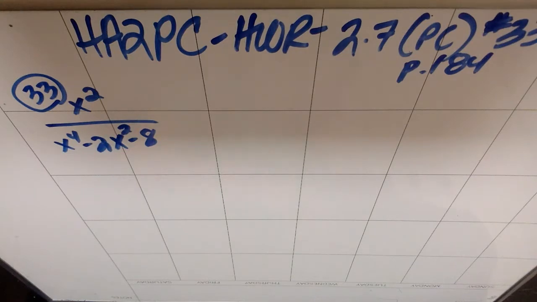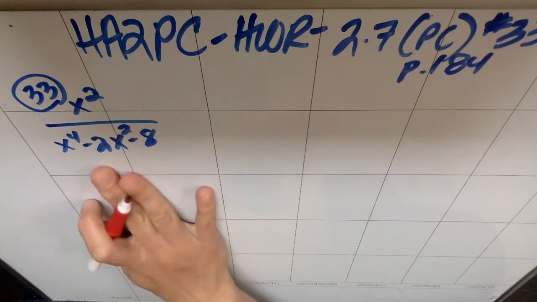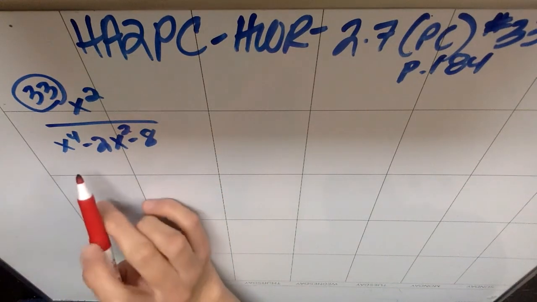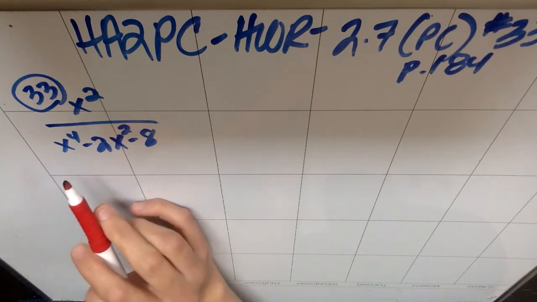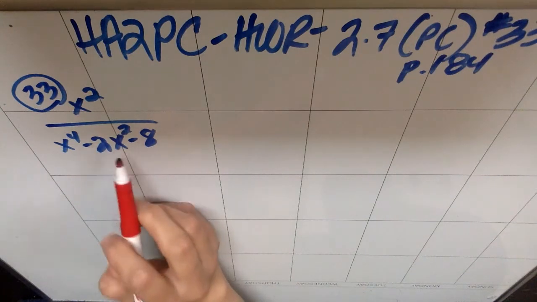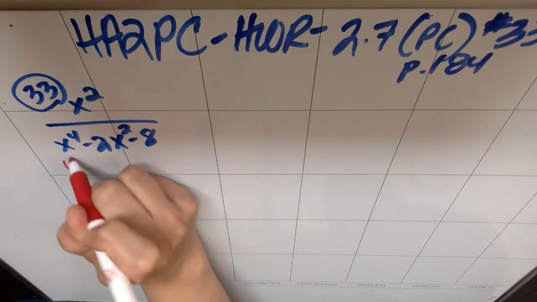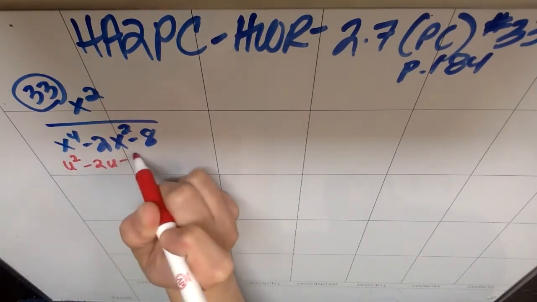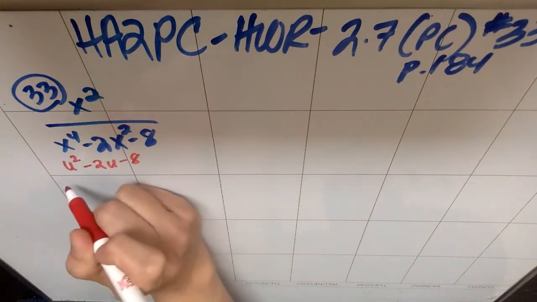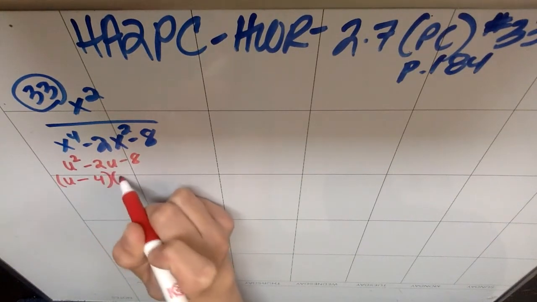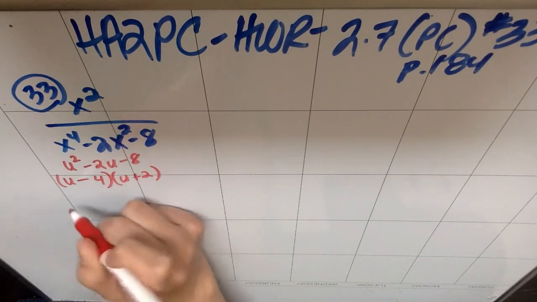As you may recall, the first thing we have to do is fully factor the denominator. So this is one of those secret quadratic trinomials, right? It's not quadratic, it's x to the fourth, but if you were to call x squared u, then x to the fourth would be u squared. So this is u squared minus 2u minus 8, which would factor as a quadratic trinomial into u minus 4 times u plus 2.